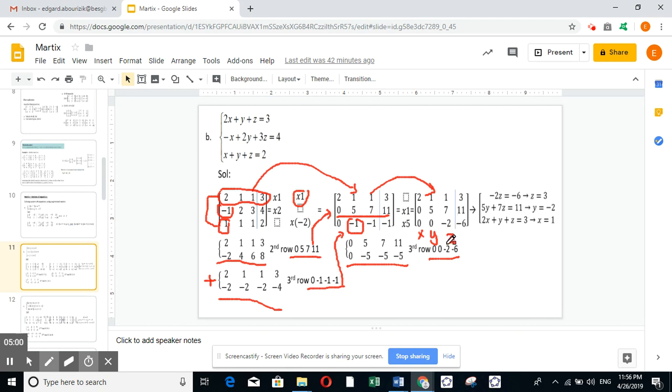So minus 2z equal minus 6, so z is 3. Then 5y plus 7z equal 11, z is 3, so you're going to get minus 10 over 5 is minus 2. 2x plus y plus z is 3, z is 3, 3 and 3 cancel out, y is minus 2, move to the other side, 2, 2 over 2 is 1.